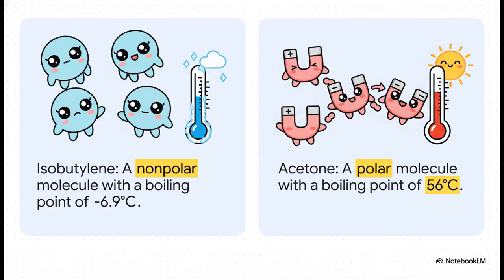Isobutylene and acetone have almost the exact same mass and shape, but acetone is polar and isobutylene is not. The effect on the boiling point is just staggering. Acetone boils at 56 degrees Celsius, while its nonpolar twin boils at a frosty negative 6.9 degrees. Adding that permanent magnetic pull makes a massive, massive difference.